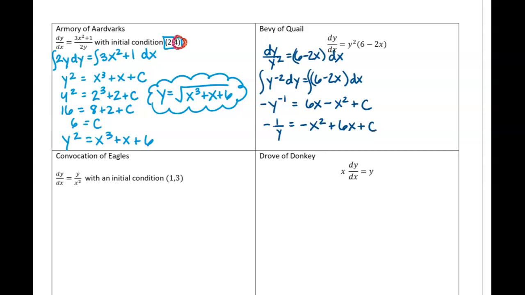I'm going to evaluate now, okay? And so, actually, you know what? There's nothing to evaluate, right? There's no point. So we just need to solve.